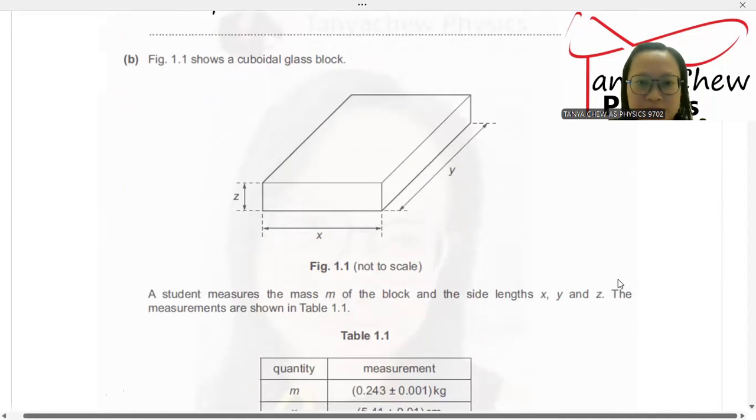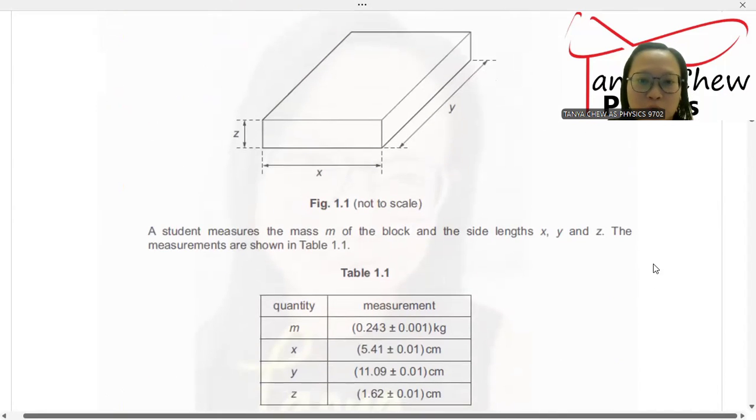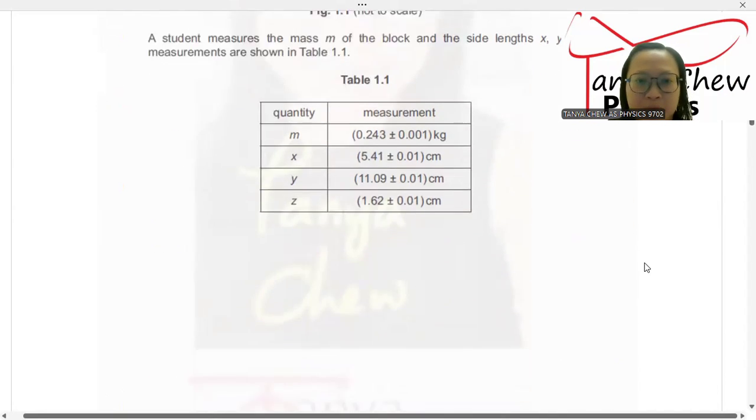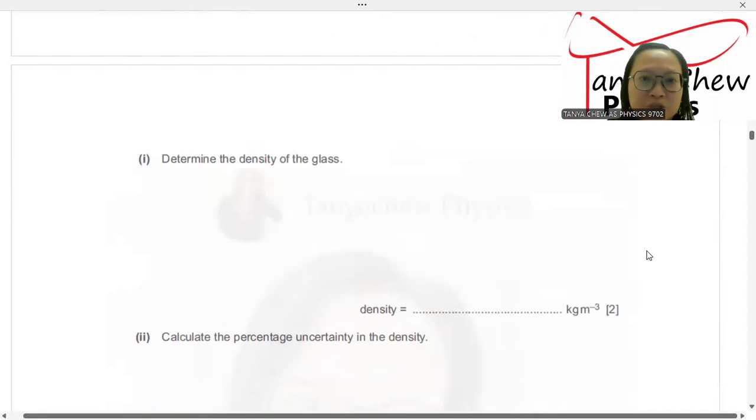B, Fig 1.1 shows a cuboidal glass block. A student measures the mass m of the block and the side lengths X, Y, and Z. The measurements are shown in Table 1.1. Now, determine the density of the glass, and they gave you 2 marks.